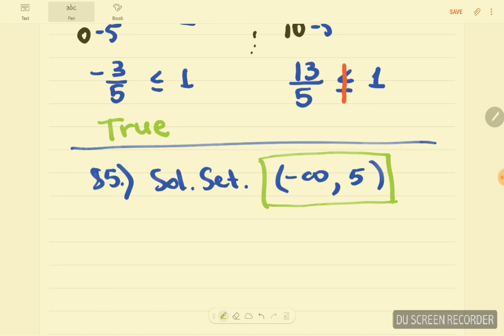Watching out for that pitfall, and I will do a separate video where I'll work out some other examples, such as solving an inequality with 3 parts, and also solving a quadratic inequality.